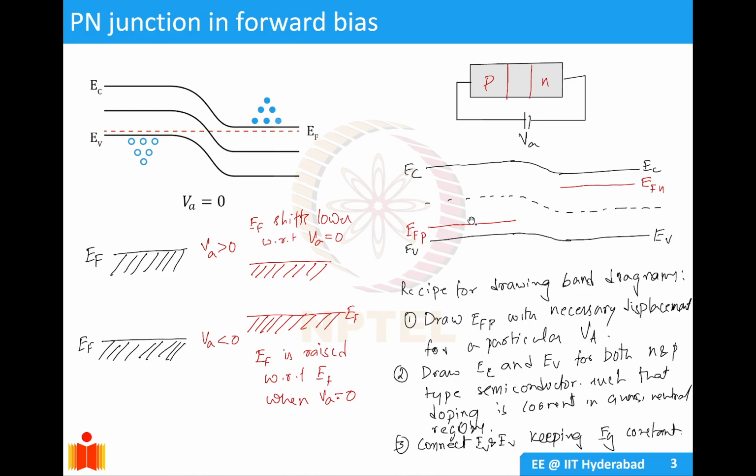Only EFP will move according to VA, because we are considering that the applied potential at the N side is zero, and all the VA is applied at the P side. Hence EFN we keep at zero. EFP moves according to VA. If VA is greater than zero, EFP will go down. If VA is less than zero, EFP will go up. Then you draw your EC and EV according to EFP and EFN, and then you join them while keeping EG constant.